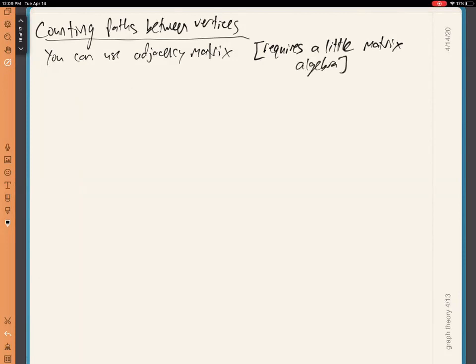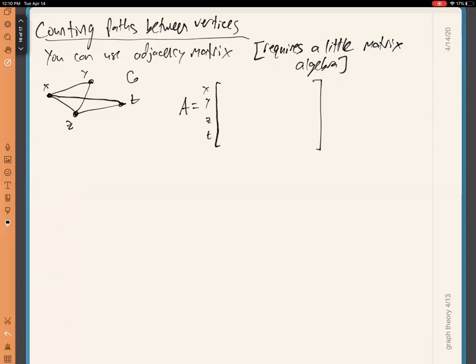Right, and so how does this work? Let me look at an example picture. So this is x, y, z, and t. And so this is my graph, which I'll call g. What is the adjacency matrix for this graph? Remember, let me just write it out. I'll use this order x, y, z, t. Right, and so the matrix for this graph is, I'm just going to copy it over. You can double check this.